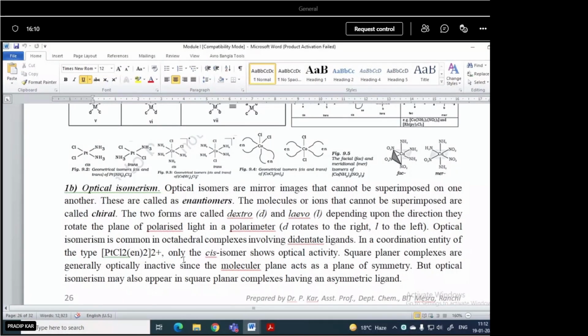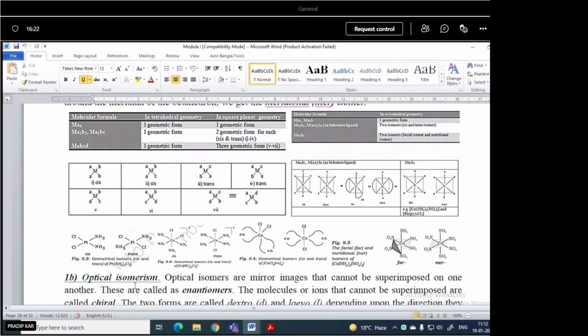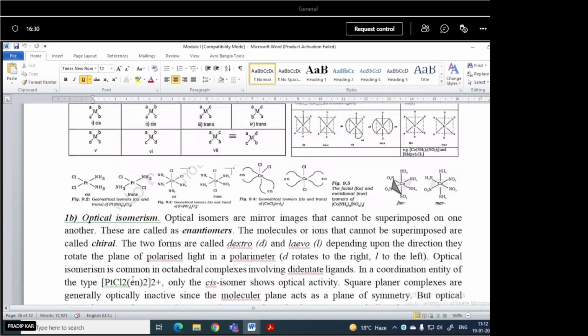This is the tetrahedral complex. In the case of a tetrahedral complex, cis isomer, of type A2PB. So we can consider here, no, this is an octahedral complex, A2PB, sorry.